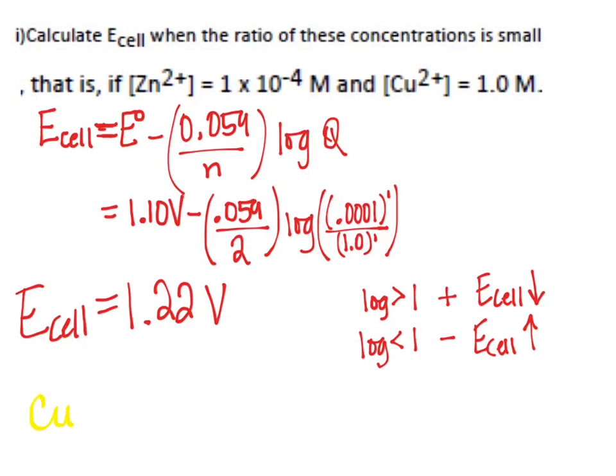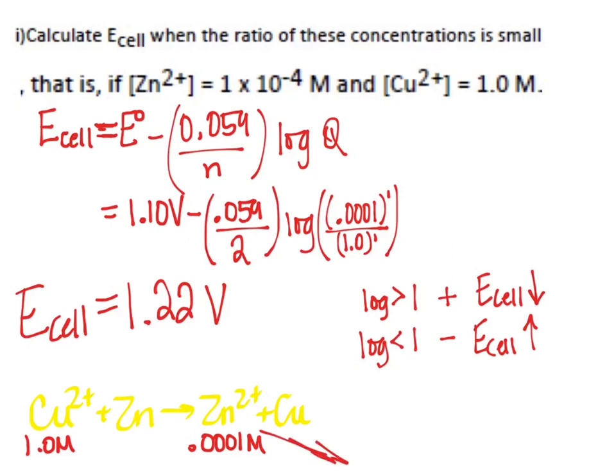If I take my equation, and I tell you, you have 1 molar of copper 2+, and you have 0.0001 molar of zinc 2+. Predict to me what is going to happen. Which way are we going to shift? We're going to shift to the right.